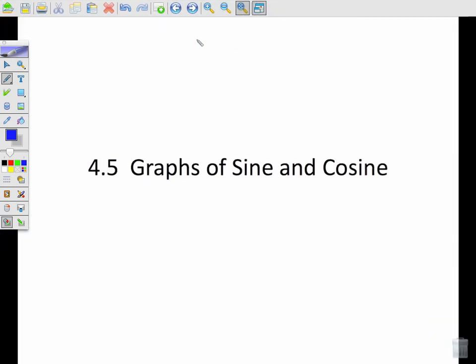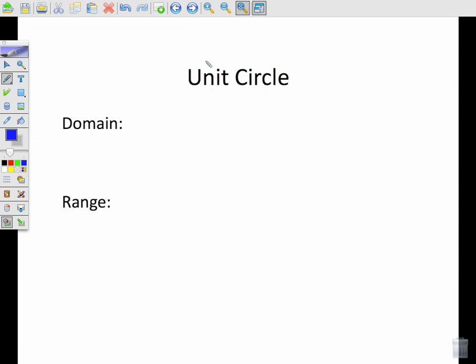All right, the first thing that we want to look at is in general the domain of the unit circle. Here I've got my unit circle on my x and y axis. My unit circle obviously has a radius of 1, so my domain would go from -1 to +1. And my range also, since the radius is 1, will go from -1 to +1.